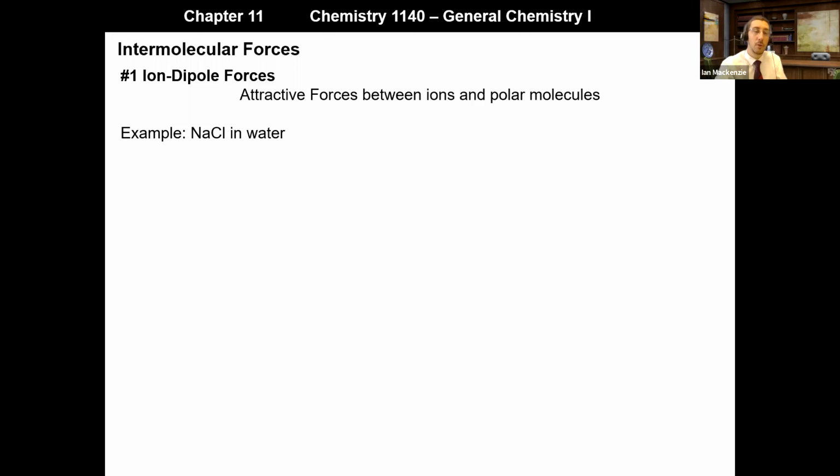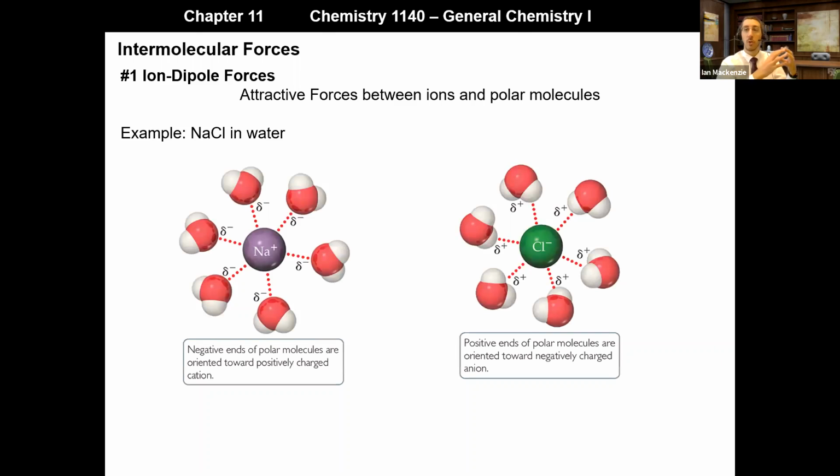So if we take sodium chloride and dissolve it in water, we have then the sodium ion and the chloride ion dissolved in water. And water will arrange itself so that the partial negative end of the water molecule surrounds the positive sodium ion, and the partial positive ends of the water molecules will arrange themselves around the negative chloride ion. And then those interactions there are the attractive ion dipole forces.